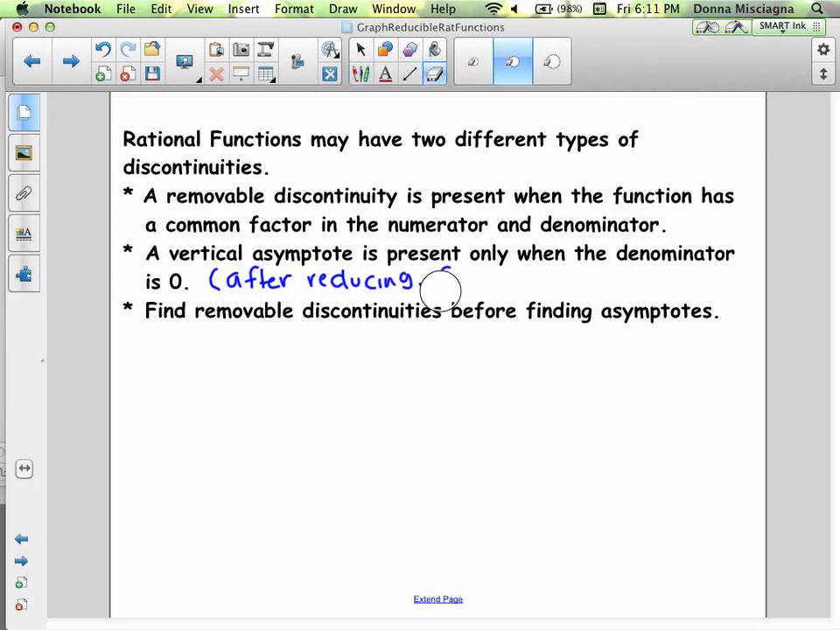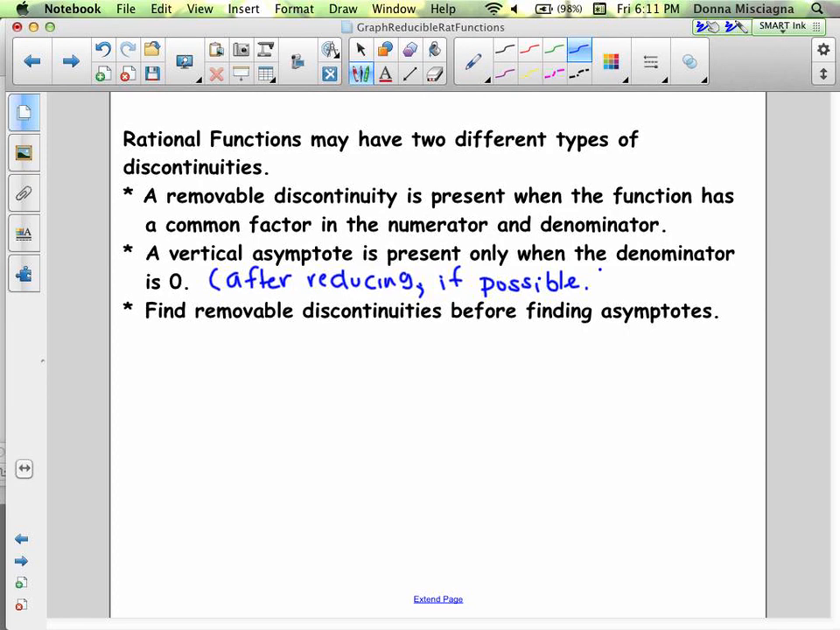Okay. So we're always going to be looking for our removable discontinuities before we find the asymptotes, right? We have to do that first, right? And really it's as simple as factoring and seeing if you have any like factors in your numerator and your denominator. So we always have to find the removable discontinuities first, and that is in your notes.